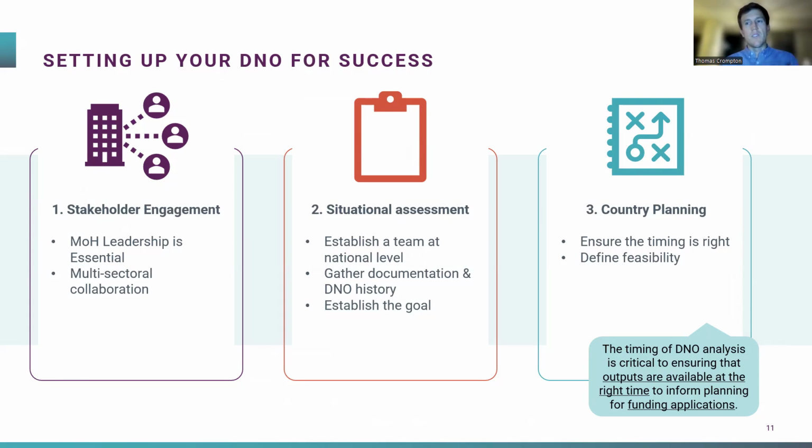And another thing to make sure is define the feasibility. So for example, if one's going to recommend doing cross-regional or cross-border sample referrals, is that going to be possible? Is it worth doing the analysis if we know that's not even going to be possible? So make sure that some of the potential outcomes that may come from a DNO are feasible from the start.